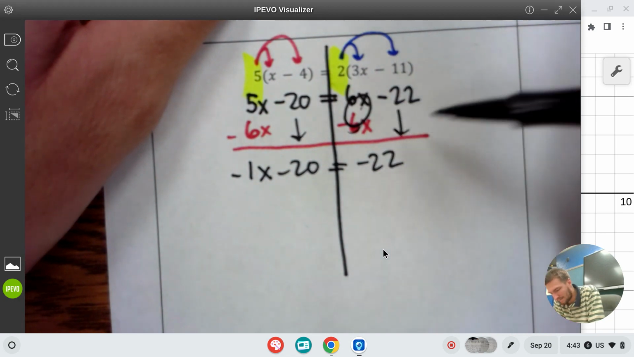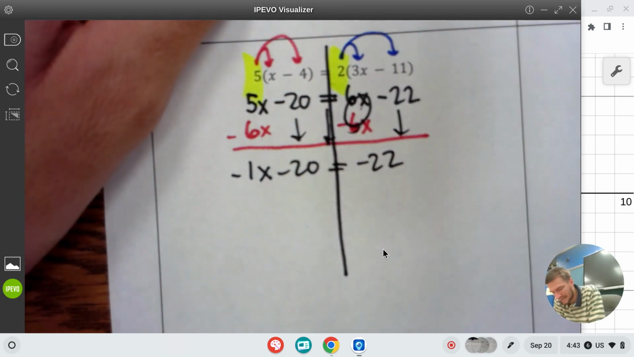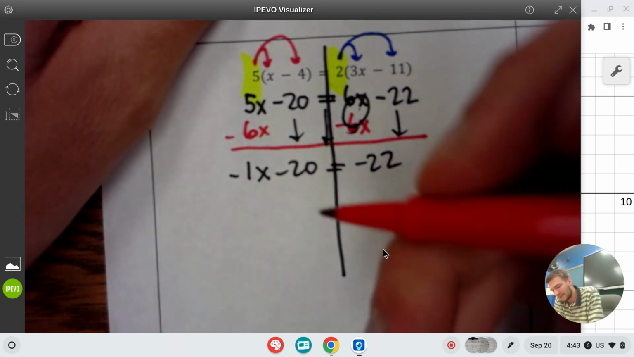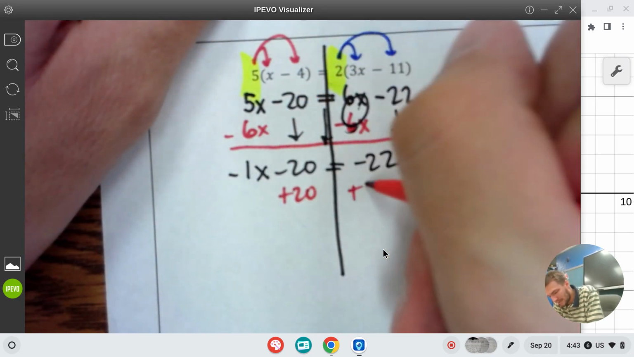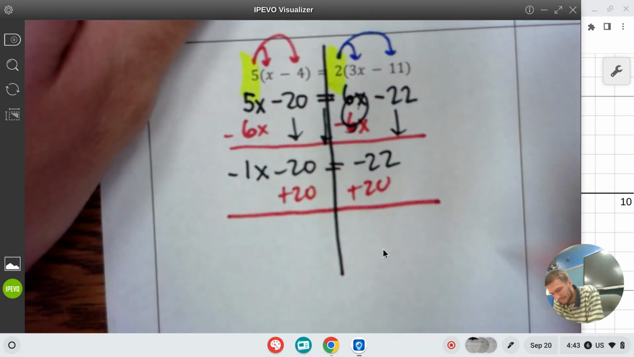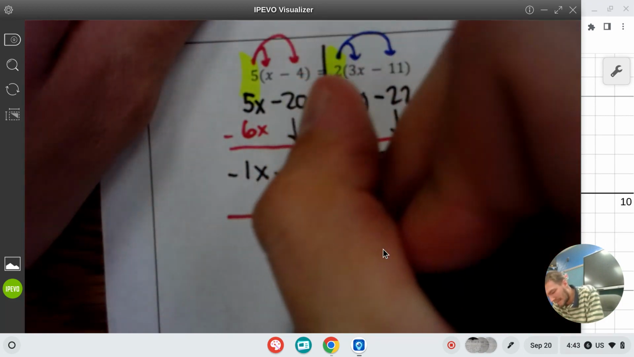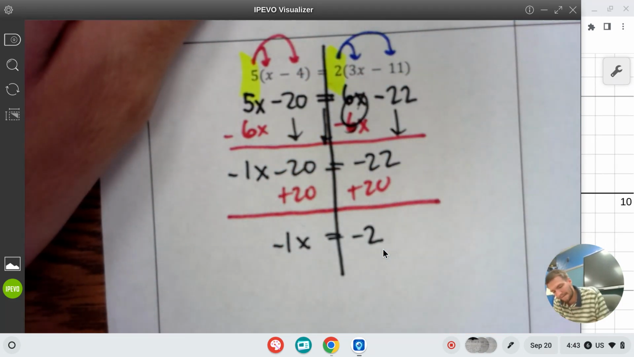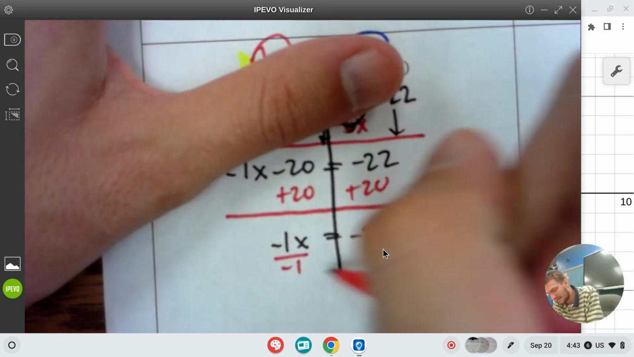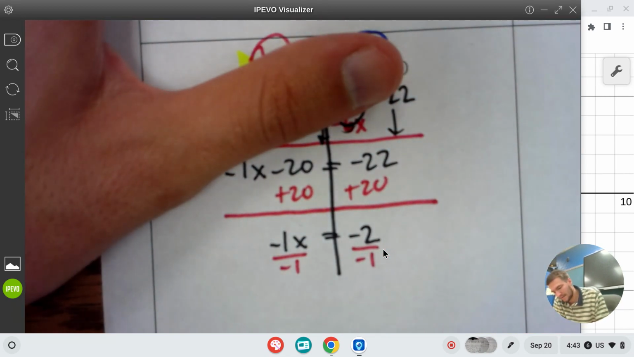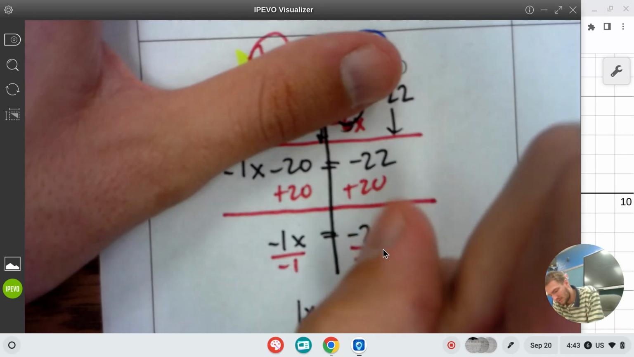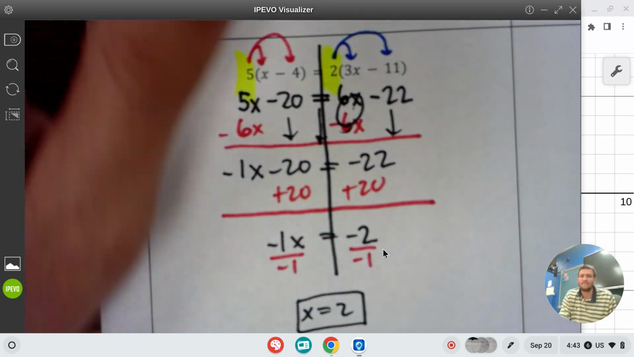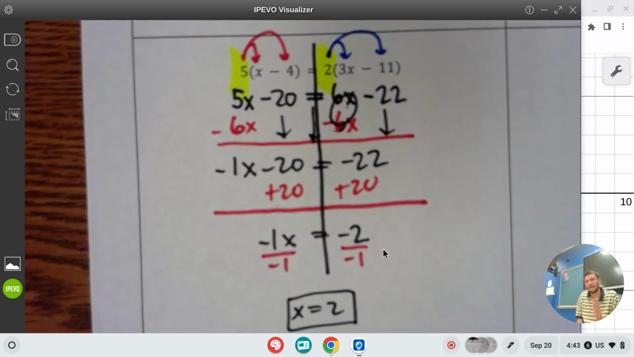Bring it down, bring down the equal sign. Not a problem. I'm going to do plus 20 plus 20. Negative 1x equals negative 2. Finish with divide. X equals 2.